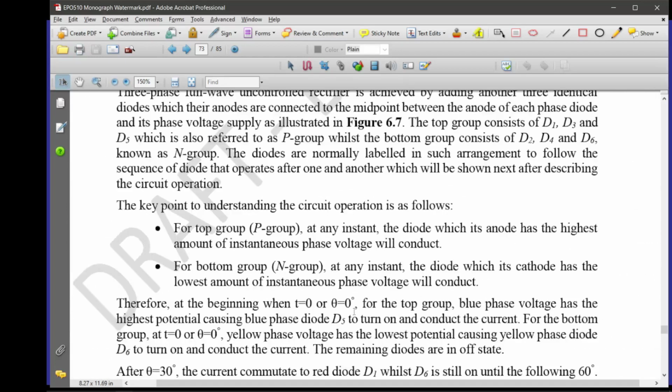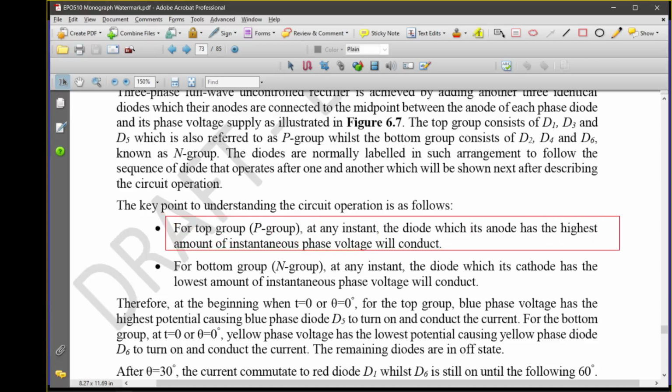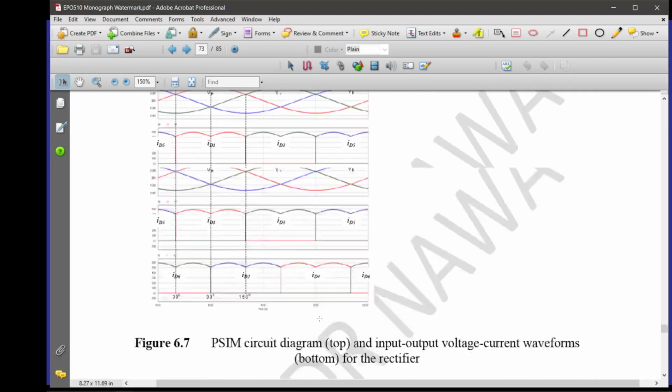So here you need to add another rule. For the top group, we apply the same rule, whereby at any instant the diode whose anode has the highest instantaneous phase voltage conducts, and for the bottom group, at any instant the diode whose cathode has the lowest instantaneous phase voltage conducts. So for the bottom group, you look into the cathode, and the one with the lowest voltage will conduct. So let's take an example.